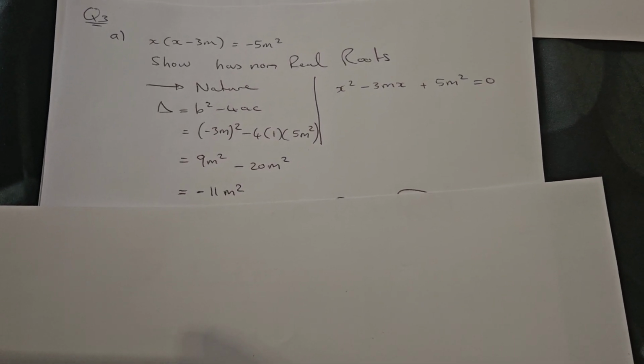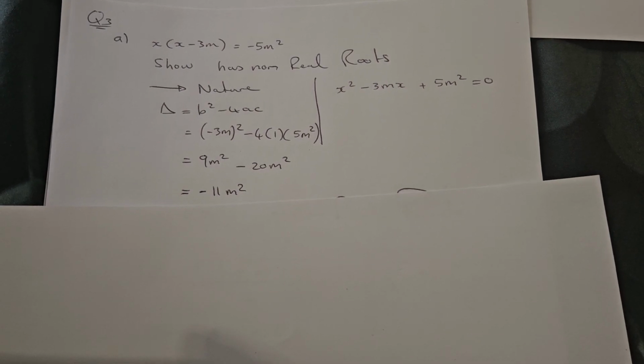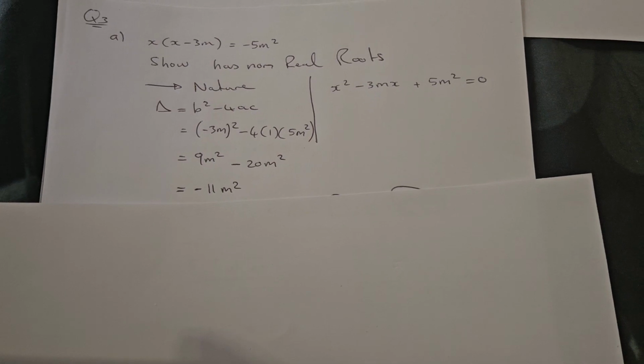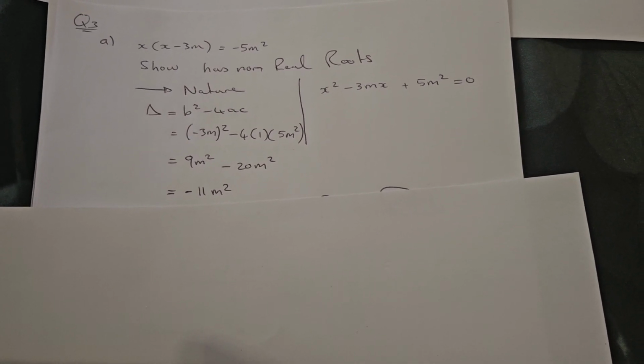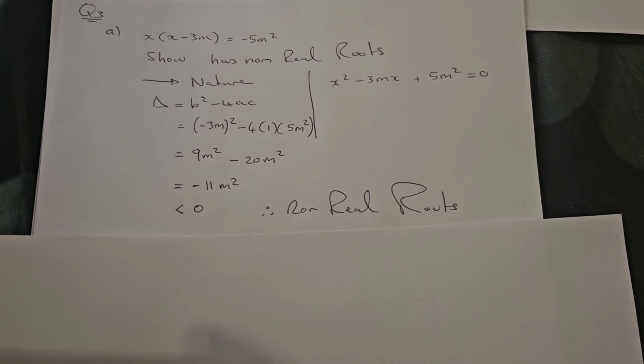Now, what do I know about m squared? It's always positive. If a positive thing multiplies with negative 11, it will always be negative. So this thing will always be negative. Negative delta means non-real roots. There, I've solved it.